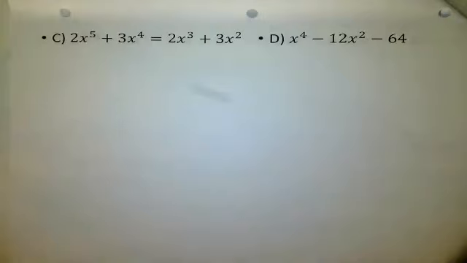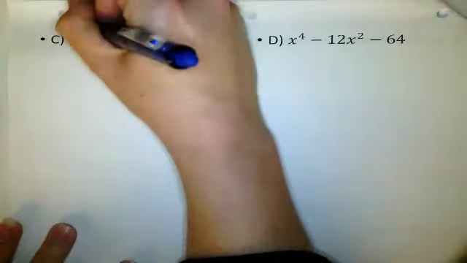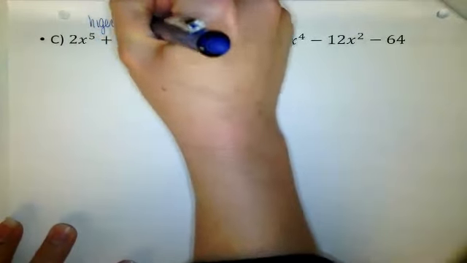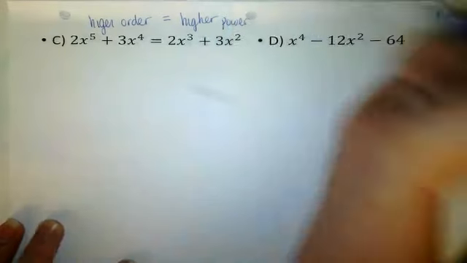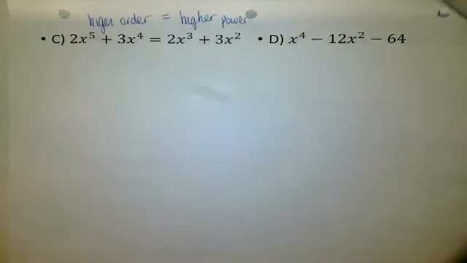All right. Letter C, 2x to the 5th plus 3x to the 4th equals 2x cubed plus 3x squared. This is a very much higher order equation. What do I mean when I say higher order? More thinking. Oh, there are more solutions. Higher order, higher powers. Okay.